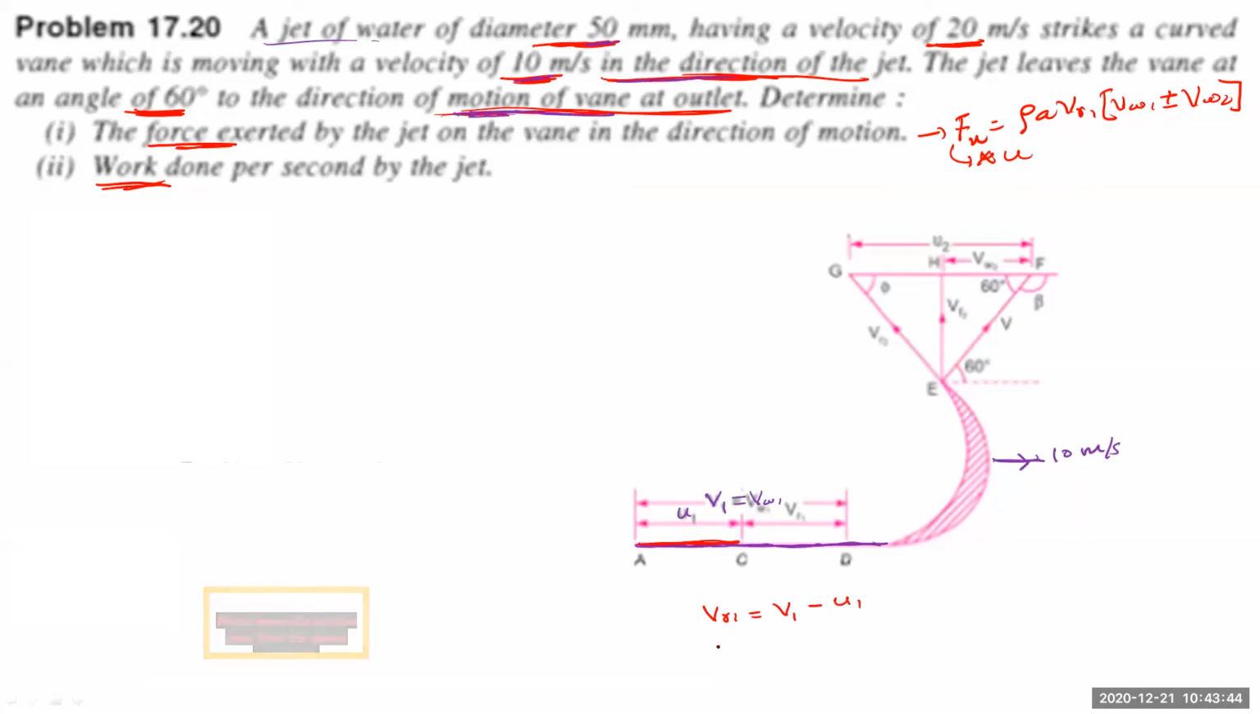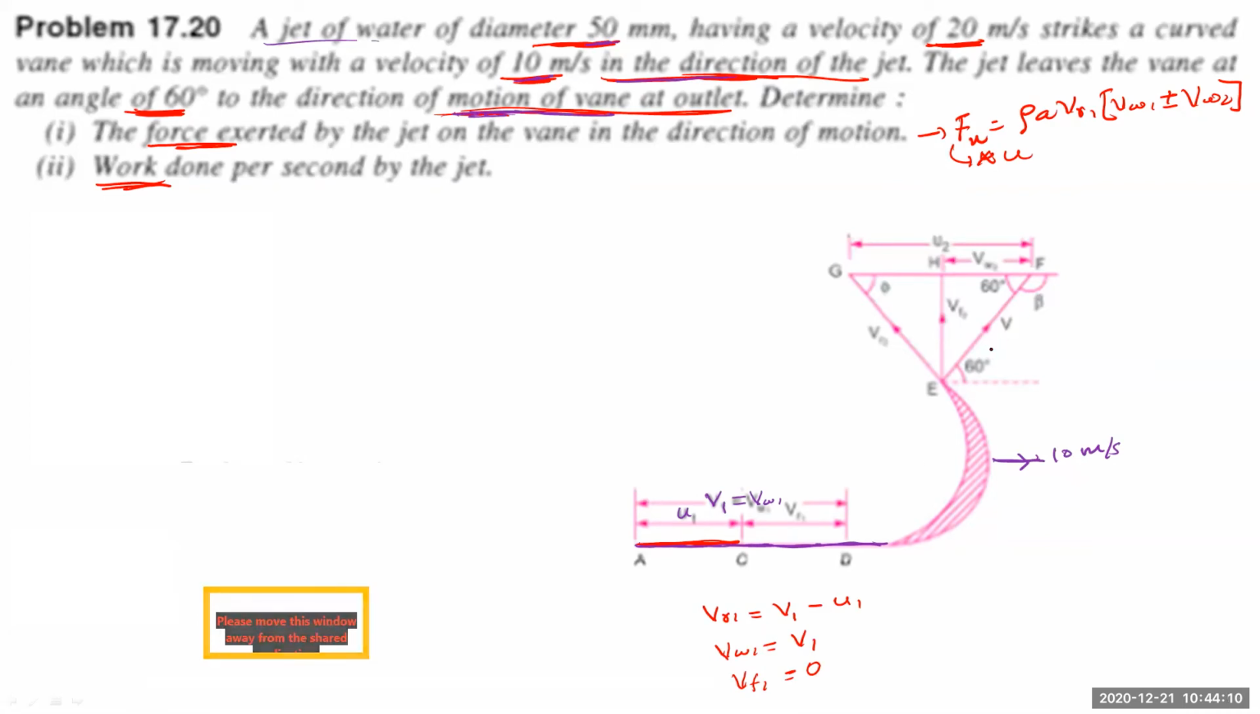Here we know that VW1 equals V1. What is VF1 for this case? VF1 will be, yes, anyone? It will be 0. This is the vertical component of your velocity V1. So now this is the inlet side.